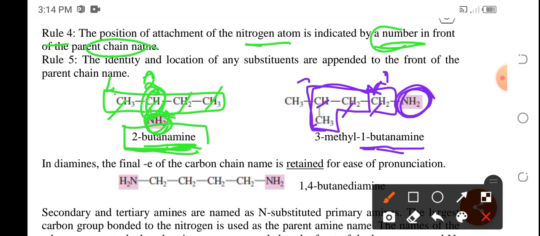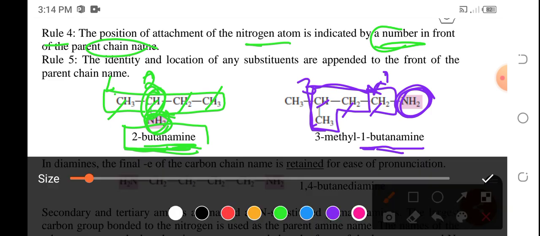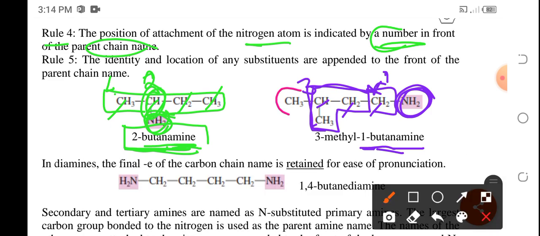And numbering it, this one would be carbon number 3. What is not included in the 1-butanamine is this substituent, and the identity of that is methyl, and eventually it is attached on carbon number 3 of the parent chain. So therefore, the name of this is 3-methyl-1-butanamine. Always use the dashes to separate word from a number.